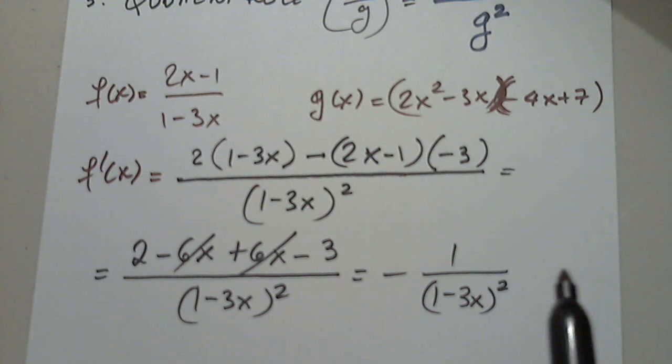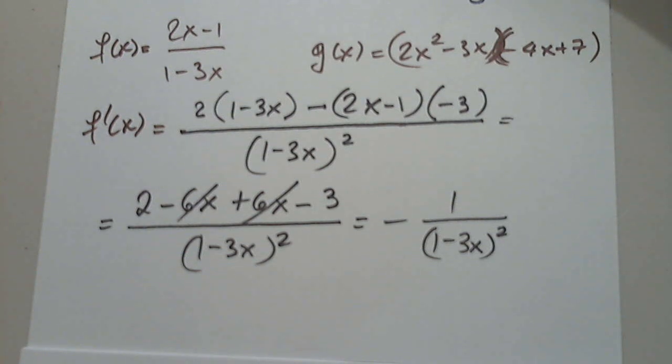And multiply by the derivative of the second one, which is negative 4. Awesome. Let's distribute. So we have a negative 16x squared. Then I have positive 12x. And then I have positive 28x. And then I have negative 21. And then minus 8x squared. And then plus 12x.